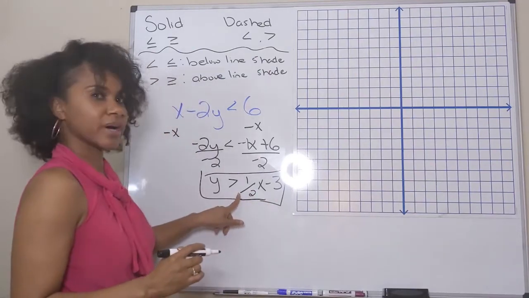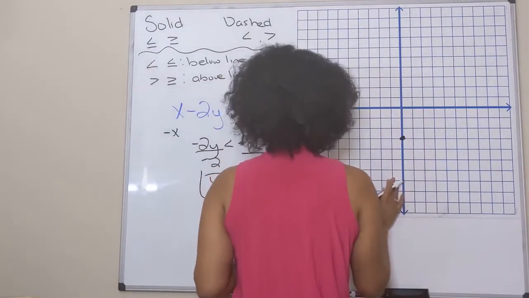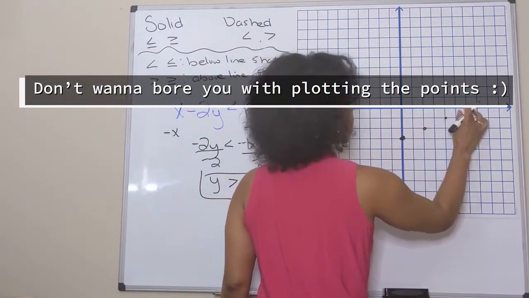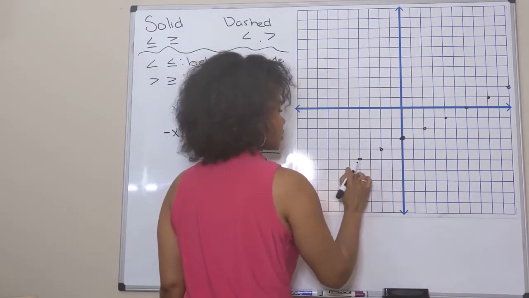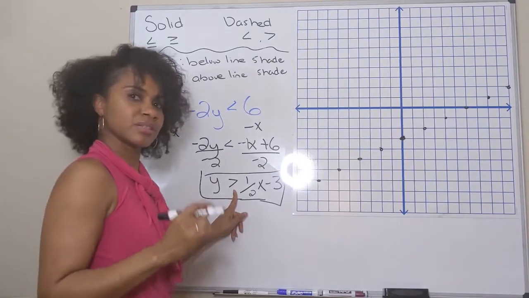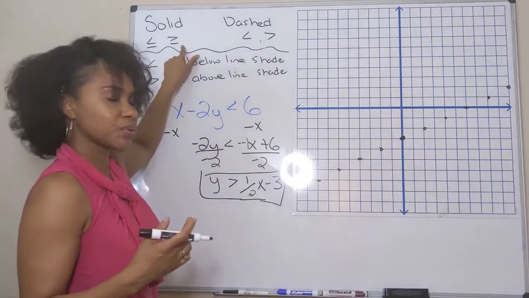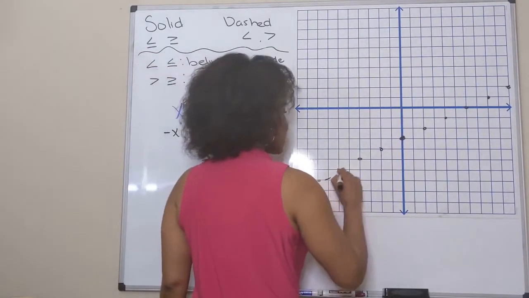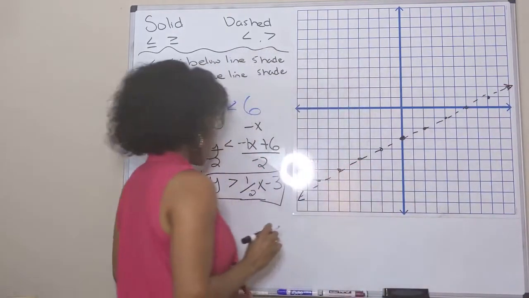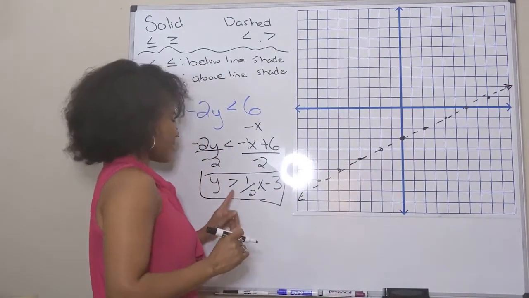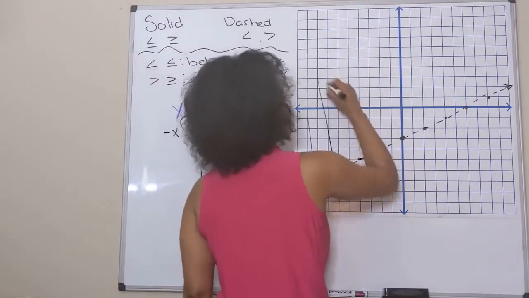So now I'm going to graph this inequality. Negative 3 is my y-intercept. Since this just is greater than, that would be a dashed line because we don't have that equal to sign underneath. So dashed line, there we go. And now, since this is y is greater than 1/2 x, I'm going to shade above my graph.